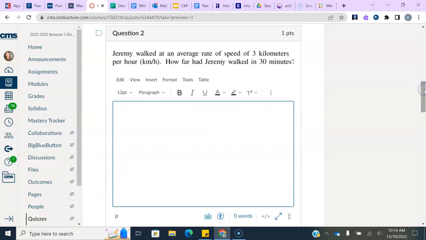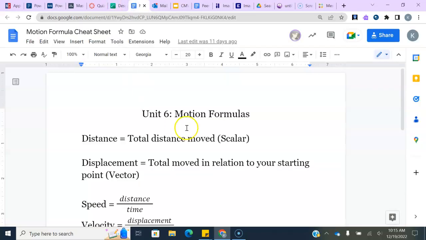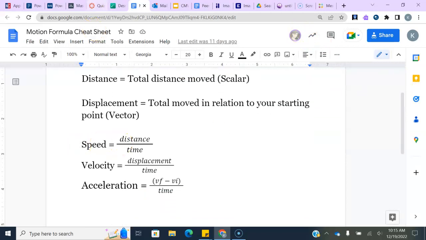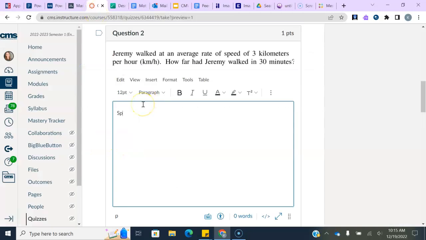Question 2 says Jeremy walked at an average rate of speed of 3 kilometers per hour. How far had Jeremy walked in 30 minutes? This is going to be a speed problem, so we're going to want to use our cheat sheet for our motion. Speed is equal to distance over time. That's going to be the formula we use.